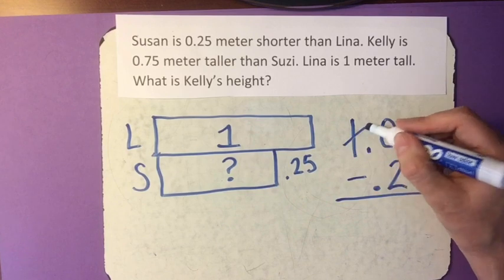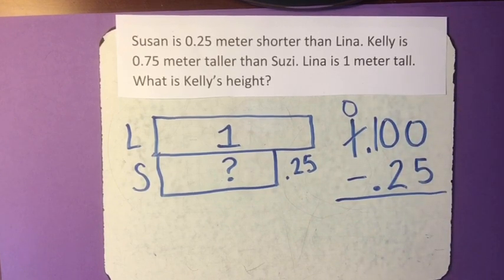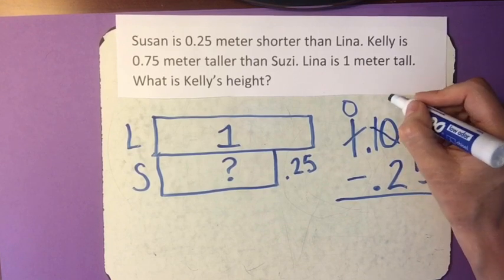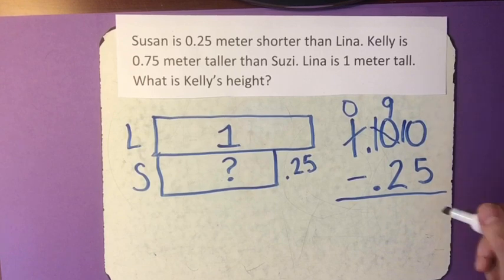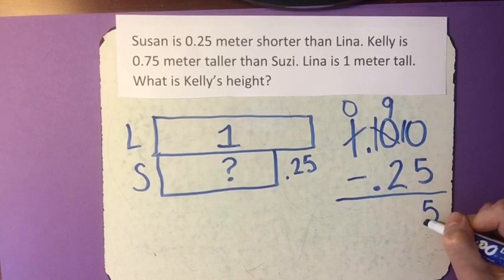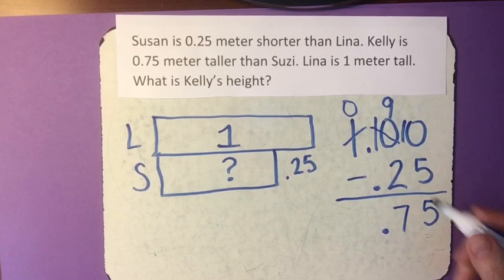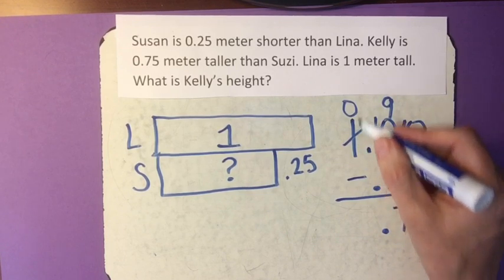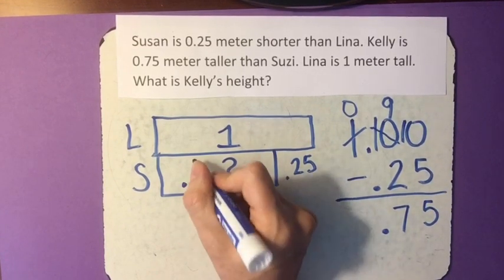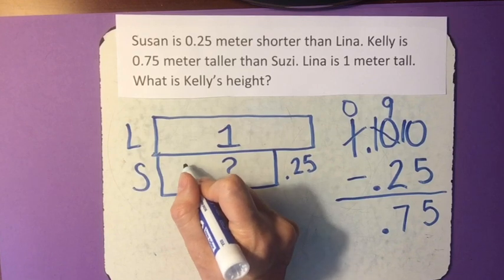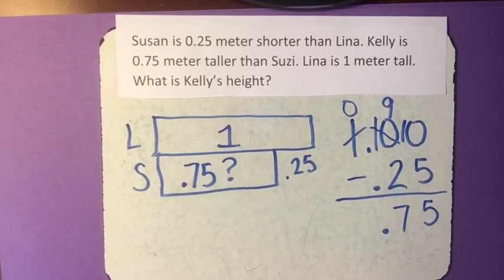So I'm going to borrow $1 whole, and I'm going to give 10 dimes to the tenths column. And then I need to borrow a dime to make this work. So now I have 10 take away 5 is 5, and 9 take away 2 is 7. I'm going to bring down my decimal point, and I notice that there's just a 0 here, so I'm good. So now I know that Susan, or Susie, whatever you want to call her, is 75 hundredths of a meter.